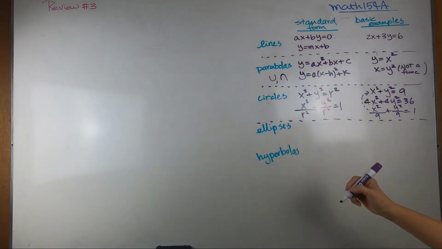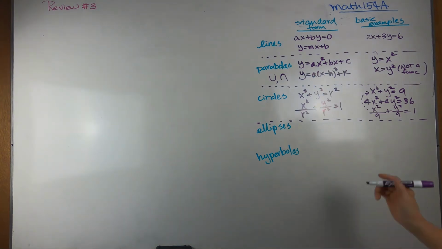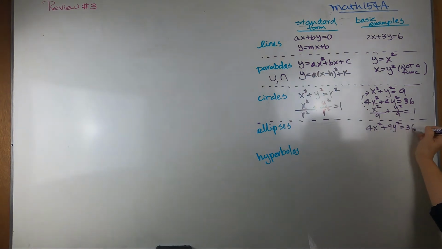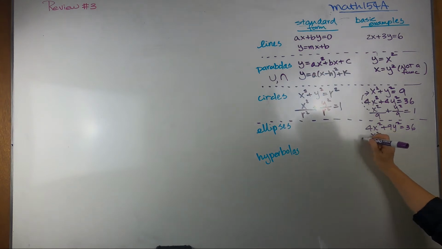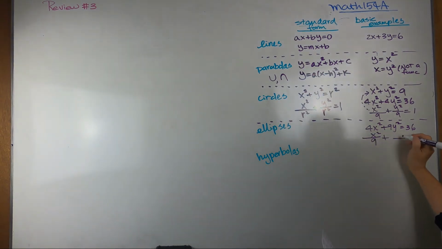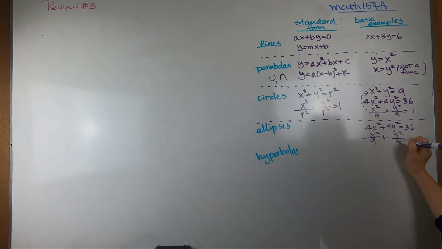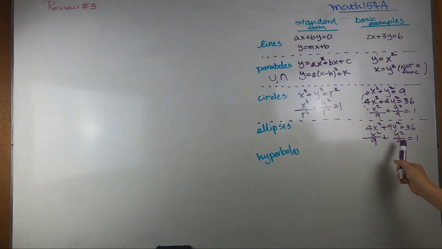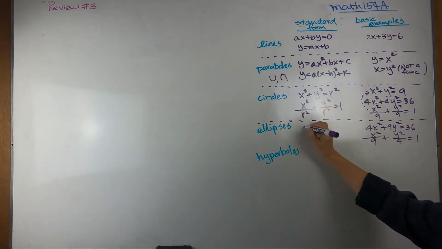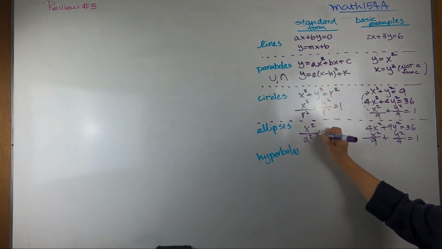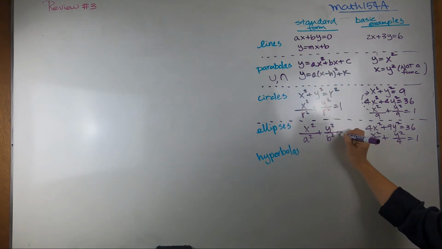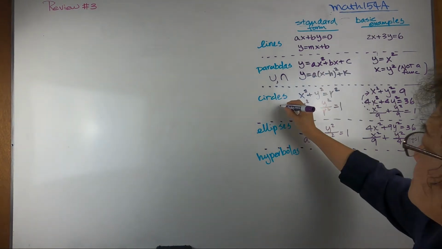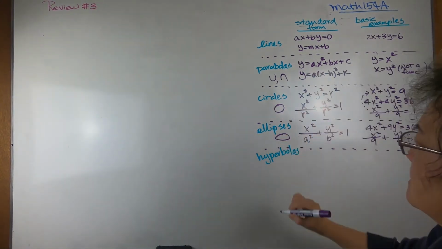Ellipses, A and B are different, right? So we can have what? 4x squared plus 9y squared equals 36. Or you divide by 36, you end up with x squared over 9 plus y squared over 4 equals 1. Then A is 3, B is 2, right? So the format at the center would be what? Square plus square. It's an ellipse, right? This one is a circle. This one is an ellipse.